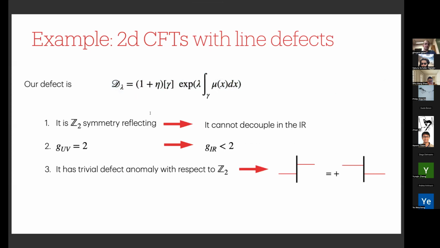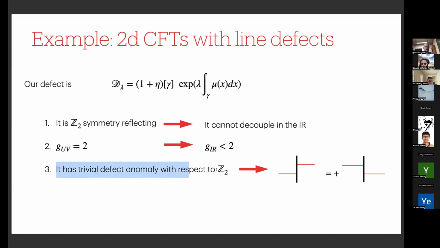And what are the things that must be matched along the RG flow? So as I was saying, it is Z2 symmetry reflecting, therefore it cannot decouple in the IR, and in the IR there must be some line defect which is symmetry reflecting, either conformal or topological. The second requirement is that in the UV, the g function of this defect is 2, because the g function for topological lines is just the quantum dimension, and for 1 plus eta, the quantum dimension is 2. Therefore, in the IR, this g function must be less than 2.